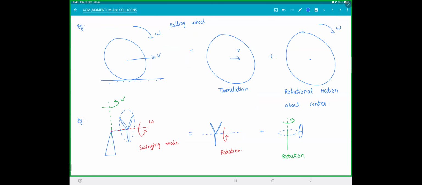Clear with this? So like I said, this chapter is a bridge. Whatever we have studied so far is all translation; we have treated the whole body as a particle. The next chapter, rotation, will be something else. So this is a bridge between them. We will see rolling motion and all this kind of stuff.